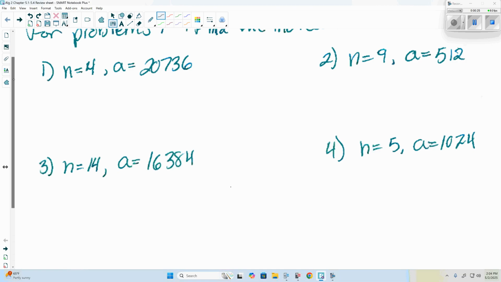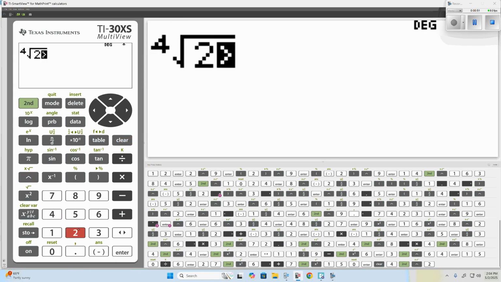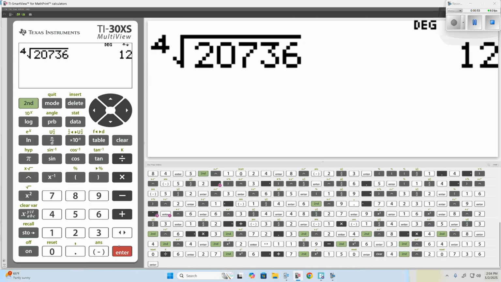All right, guys, let's look at the first four problems. The first problem, fourth root of 20,736. All right, guys, focus in. Fourth root of 20,736. Now we could do this here. So we can say the fourth root of 20,736 is 12.